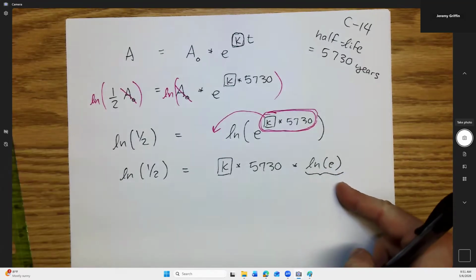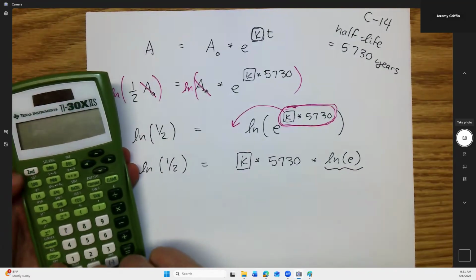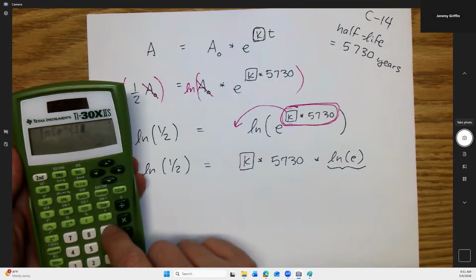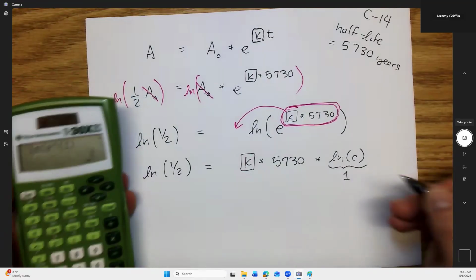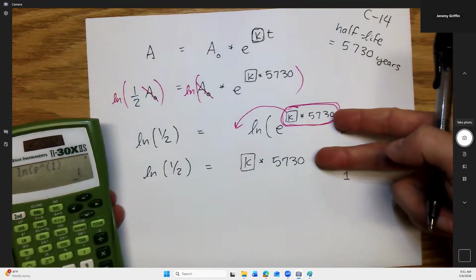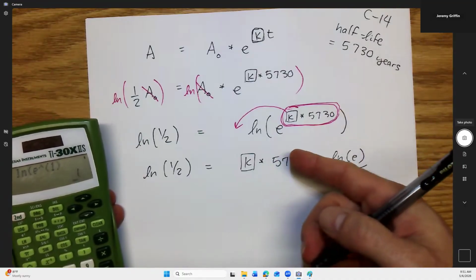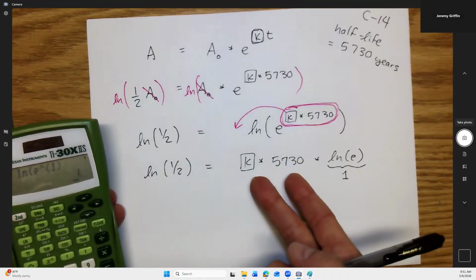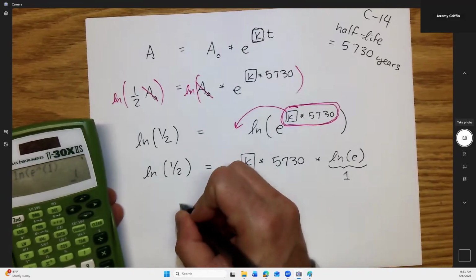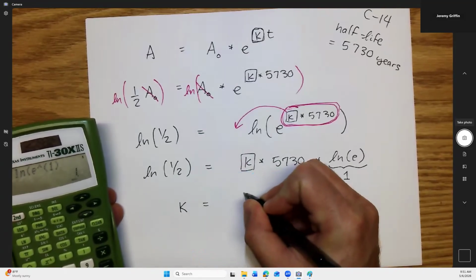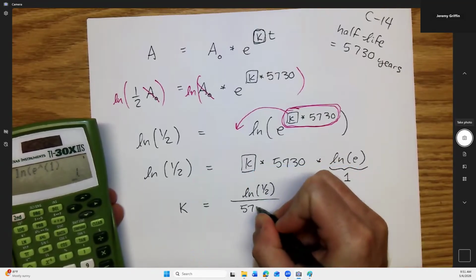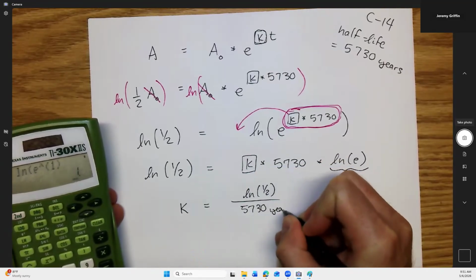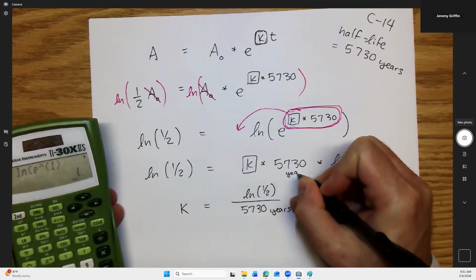But I bet a lot of you guys know what natural log of e is. Guess what is natural log of e? Is that one? It is. It is 1. Or you may have just jumped straight from here to here anyway and said, oh, well, natural log of e to the something is that something. That's all you have left over. Therefore, k is equal to natural log of 1/2 divided by 5,730 years. They're leaving off this data, but these are years.